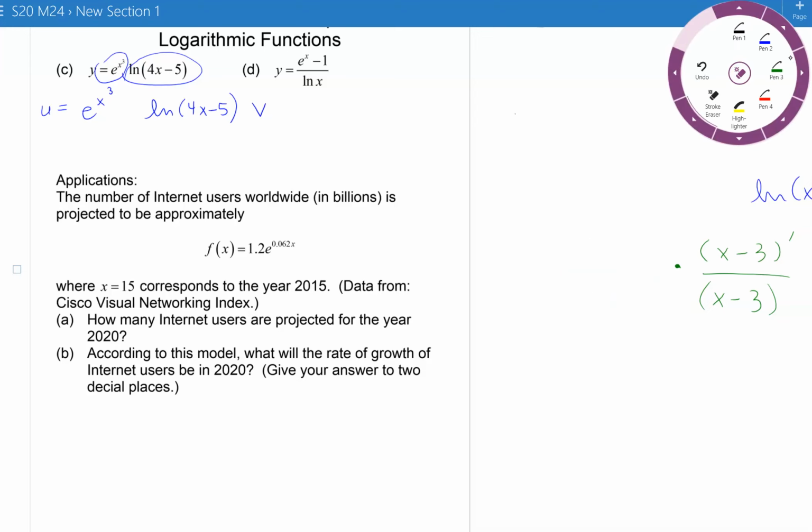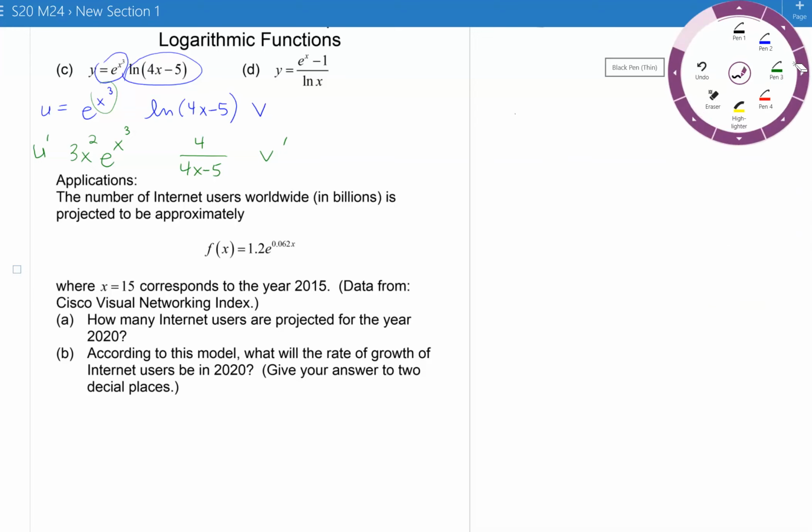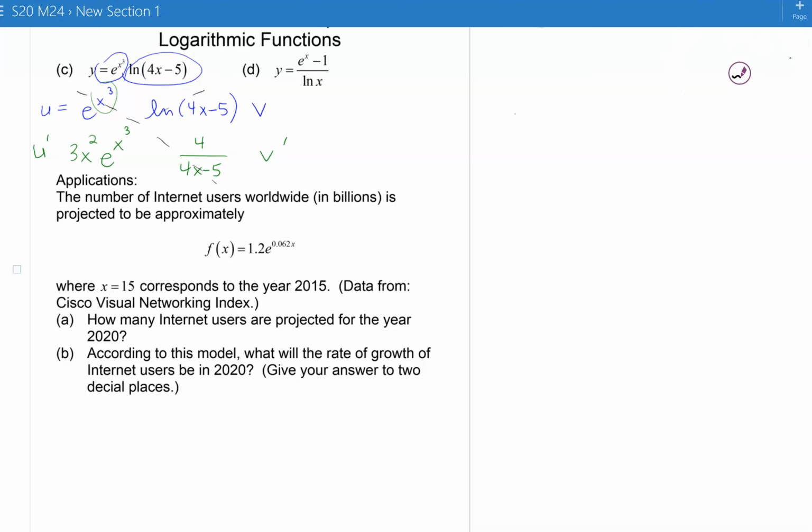And for the exponential, u prime, it's going to be the derivative of x cubed, 3x squared, times e to the x cubed. Then v prime is going to be the derivative of 4x minus 5, 4, over 4x minus 5. And then we're going to need to do our cross multiplying.